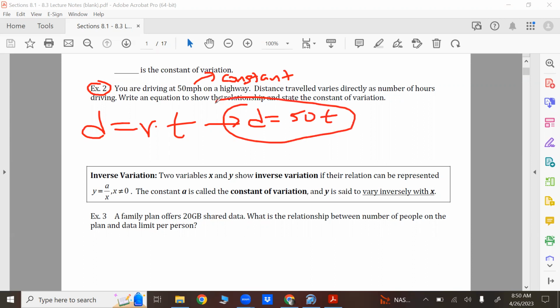That's it. And the constant of variation is 50. That's all, so don't overthink it. In chemistry, have you guys done gas laws? We're doing that, right? PV equals nRT, right? I'm going to come back to that a little bit, but that's also a great example of variation.